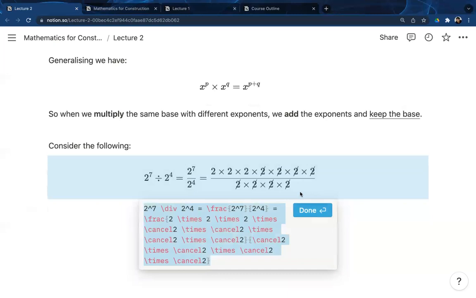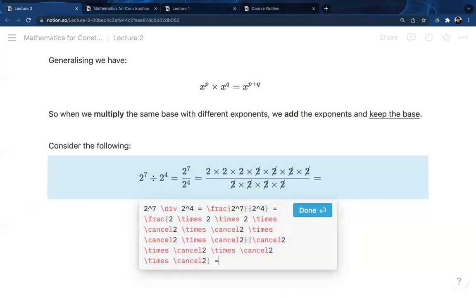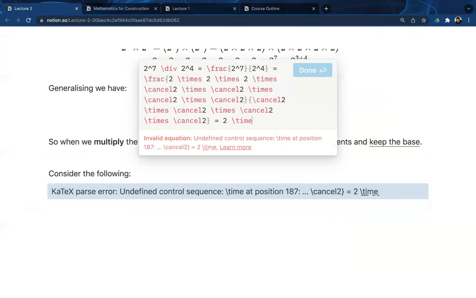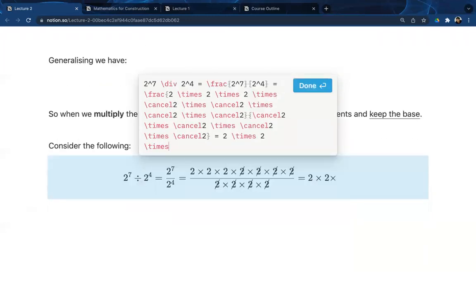Leaving me with what though? What am I left with? I have no denominator. I just have a numerator now. So I have 2 by itself 3 times. Okay, this is 2. We know how to write this. We can write this as 2 to the power 3.